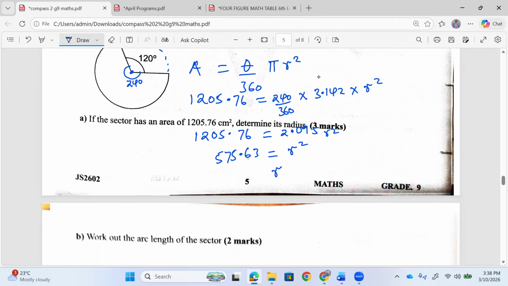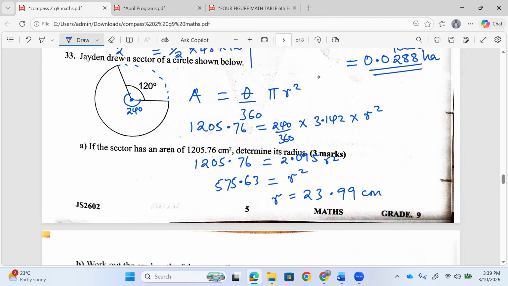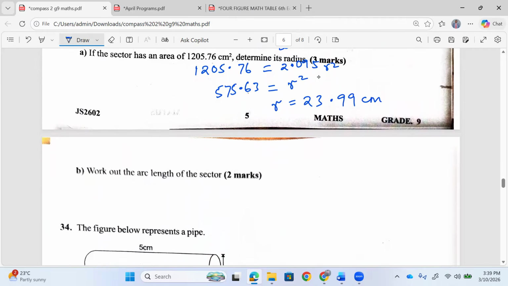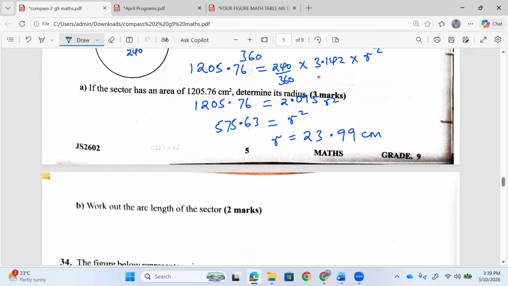So that radius now becomes, you take the square root of both sides. If radius squared gives us 575.6, then the radius itself shall be the square root of what we are having here, 23.99 centimeters. So that is the radius.